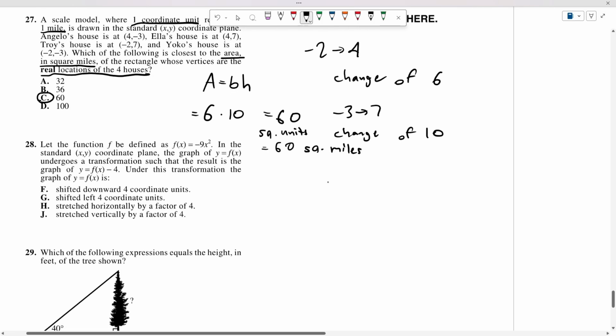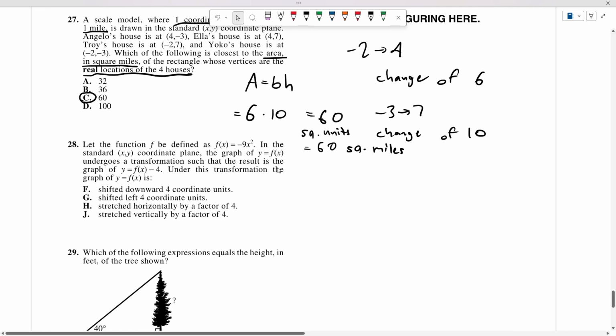Number 28, a function is defined f(x) equals -9 squared, and so on. I'm skipping this because I see transformation and I'm interested in what the transformation is, because it might be an easy question. It says under this transformation, the graph of y equals f of x is blank. This is great. Honestly, I don't even have to care about what the function actually is, right? I just have to see what the transformation is.